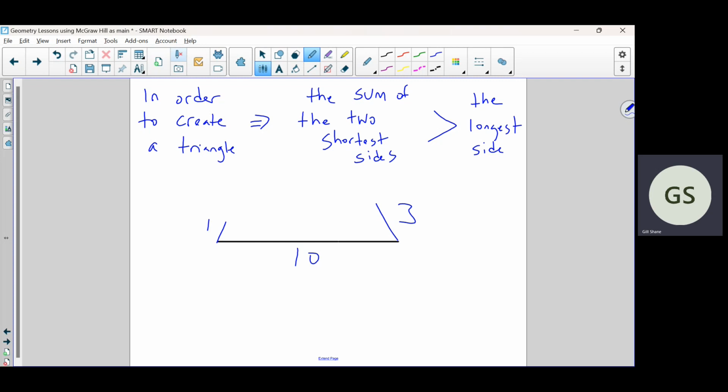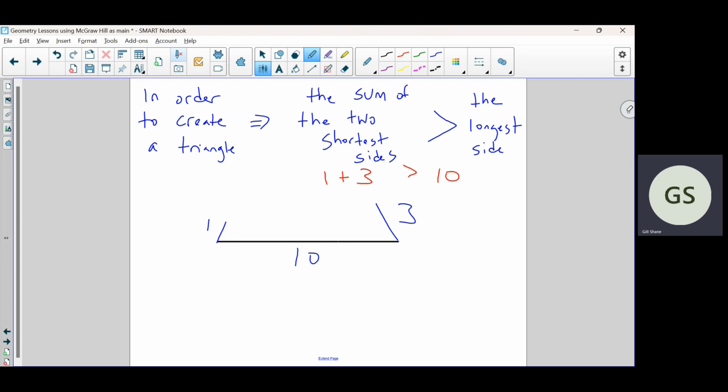So what would I put for the sum of the two shortest sides? We'll write it out before we actually do the math. The two shortest sides are 1 and 3, so the sum of the two is 1 plus 3. 1 plus 3 has to be greater than 10, the longest side. Is 4 greater than 10? No. So we cannot make a triangle, because this is not greater than that.